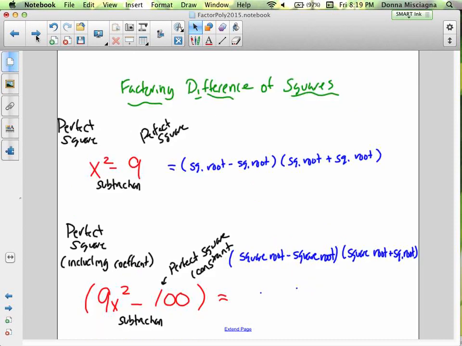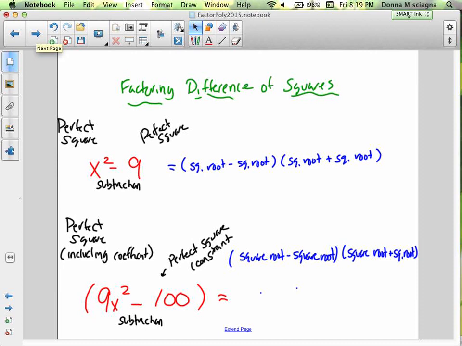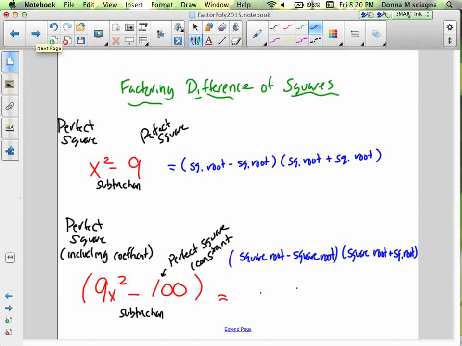All right, so a difference of squares. Difference of squares is any time you have perfect square minus perfect square. Right? There has to be a subtraction, and it has to be a perfect square. x squared, that is a perfect square. 9, that is a perfect square. It is always going to factor to square root minus square root. So square root of x squared is x. Square root of 9 is 3. And square root plus square root. It will always factor that way.